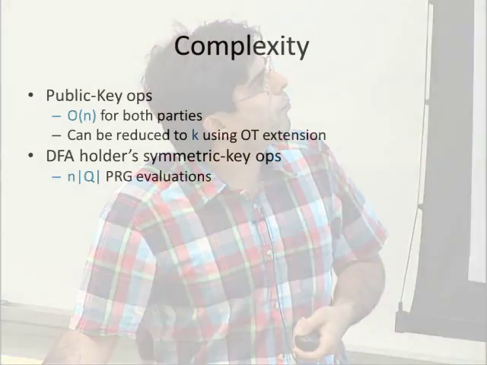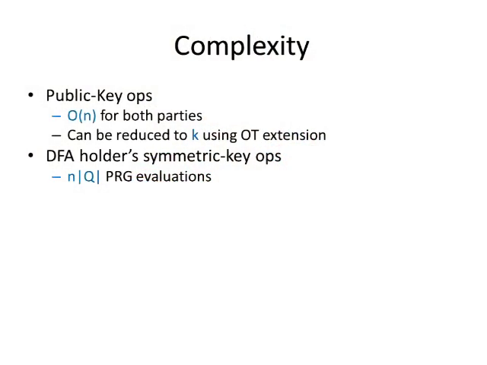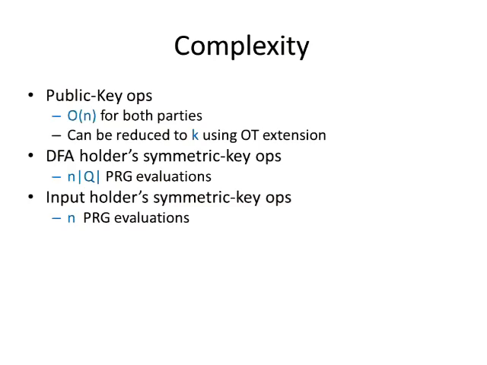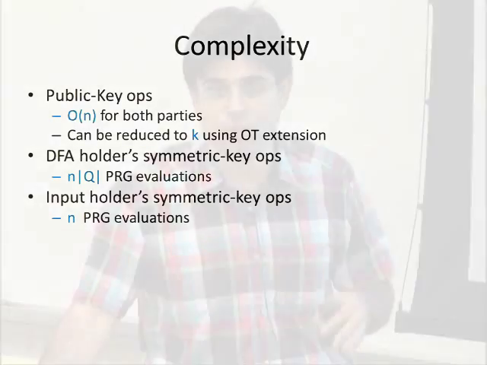Okay, I'll talk a little bit about how you can also do this when you do 1 out of sigma OTs. It's fairly simple, but I'll mention it. Then the DFA holder's symmetric key operations: essentially, it's n times q PRG evaluations. He does 1 PRG for every cell in the matrix. And the input holder has to do n PRG evaluations, 1 for every cell on his path. There are also XORs, which I'm ignoring for the PRG count, essentially n times q, or 2n times q XORs.